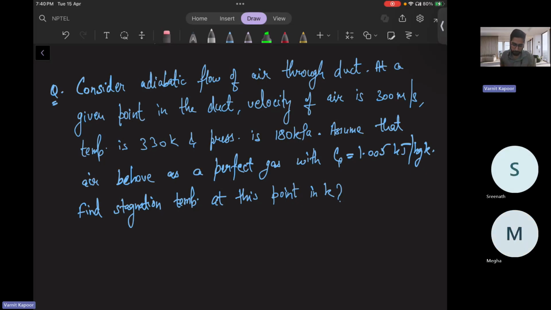So there's adiabatic flow of air through a duct, and the velocity is given to you, which is 300 meter per second. Temperature is 330 Kelvin. Pressure is given. Cp is given. You need to find the stagnation temperature. What do we mean by stagnation temperature? It's where the fluid velocity comes to zero, at rest. That is the position where stagnation is achieved, and the temperature at that point is the stagnation temperature.